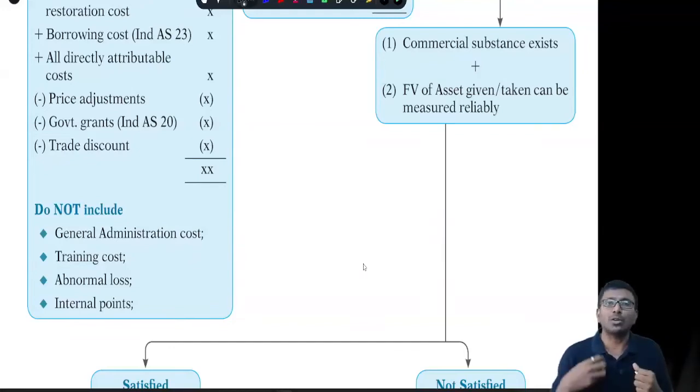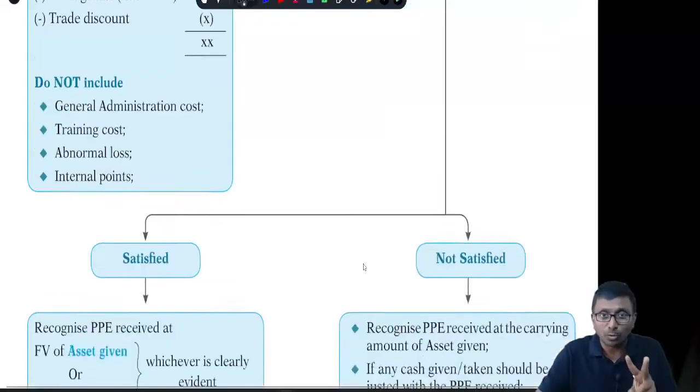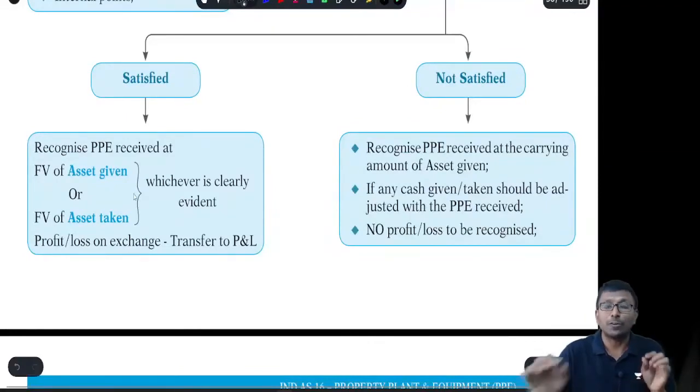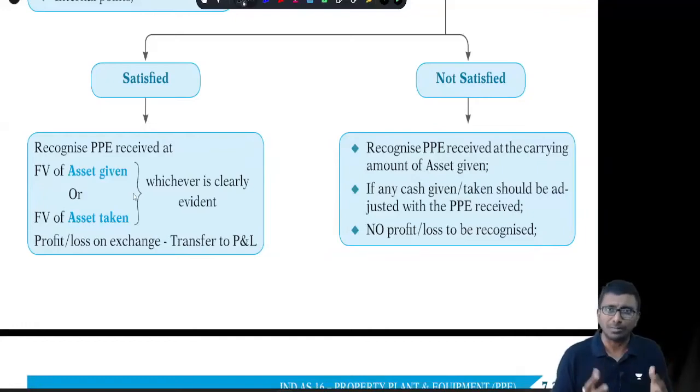Now you must be knowing the given asset's fair market value or the fair market value of what you have got. If you satisfy both the conditions, we will be following fair market value accounting. That means the asset we are getting, that is PPE received, will be recognized at the fair market value of the asset given or the fair market value of the asset taken, whichever is clearly evident. The first priority should be given to the fair market value of the asset given.